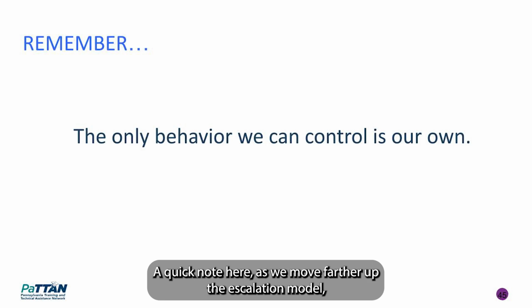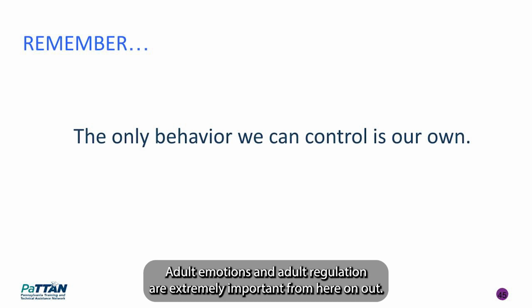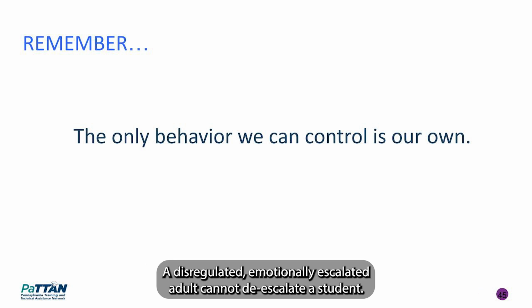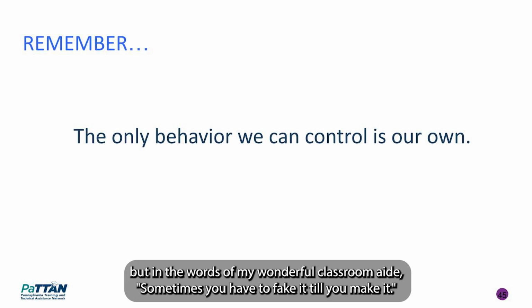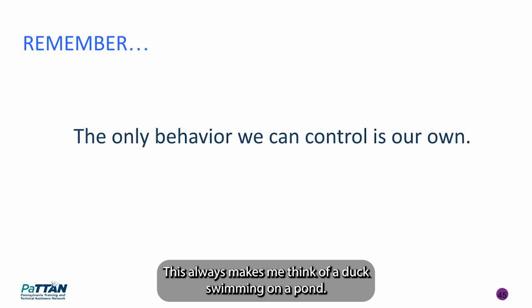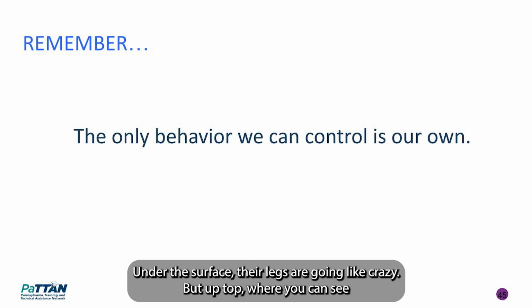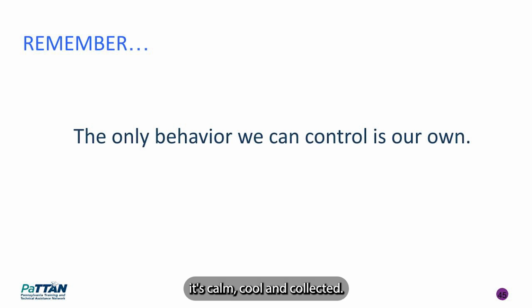A quick note here as we move farther up the escalation model. Adult emotions and adult regulation are extremely important from here on out. A dysregulated, emotionally escalated adult cannot de-escalate a student. There will be times when behaviors have our blood pressure raised, but in the words of my wonderful classroom aide, sometimes you have to fake it till you make it. This always makes me think of a duck swimming on a pond. Under the surface, their legs are going like crazy, but up top, where you can see, it's calm, cool, and collected.